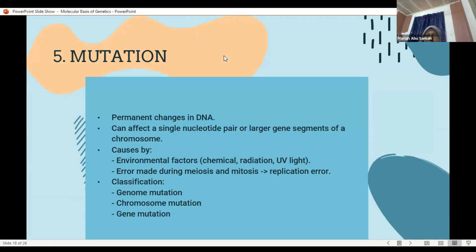So into the fifth part of my presentation, which is mutation. Mutation is a permanent change in DNA. It can affect a single nucleotide pair or larger segments of a chromosome. It is caused by environmental factors such as chemicals, radiation and UV light, or errors made during meiosis and mitosis, which will result in replication error. There are three classes of mutation: genome mutation, chromosome mutation, and gene mutation. So we'll go through them one by one.